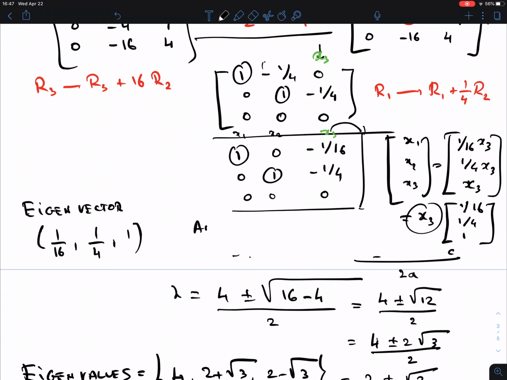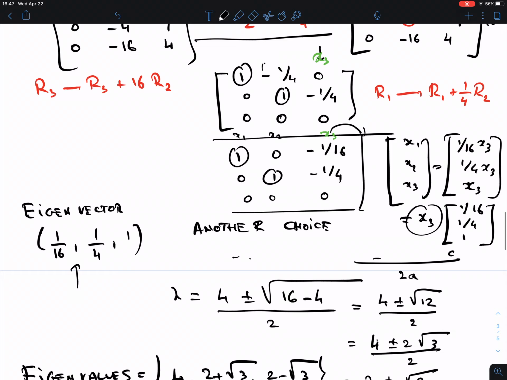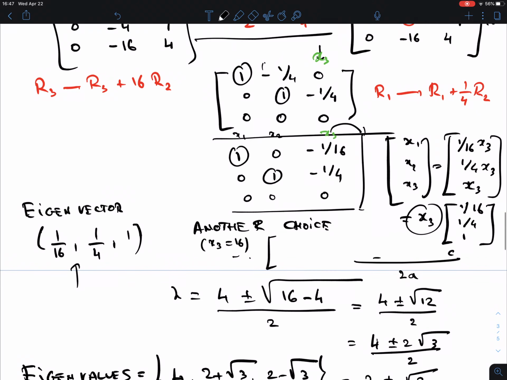So another choice. What is the choice we made? That corresponds to x3 equals 1. But another choice would be to take x3 equal to 16. What do you get then? 16 times 1/16, so you get the vector 1, 4, 16. Much easier to write down. Okay? So that's sometimes an advantage of this method of eigenvectors, that you can choose a good multiple without any fractions.